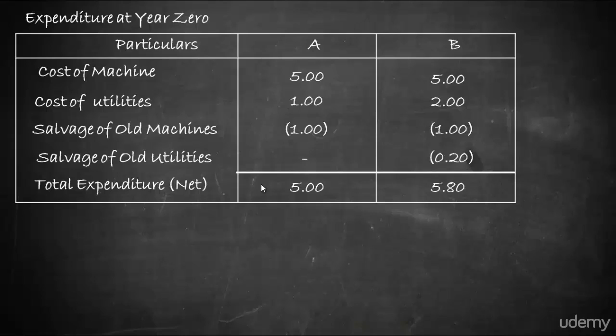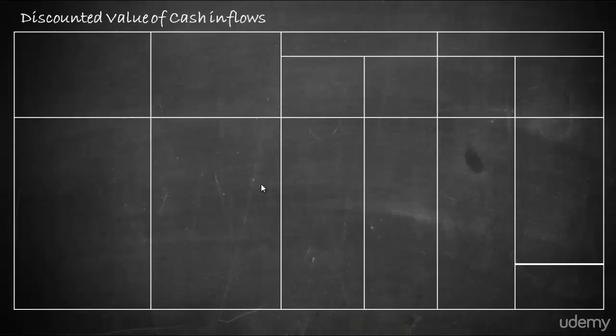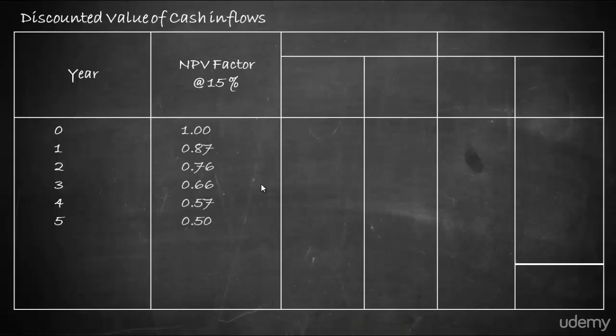Now we'll move on to the discounted value of cash inflows. So we'll give the year information. It is 0 to 5. 0 stands for the initial outflow, and in year 5 itself we'll have two items, because the regular cash flow at year 5 and the terminal cash flow of disposal of machineries. Then we'll also list out the NPV factors, which we have picked up directly from the question. Then we'll move on to mission A.